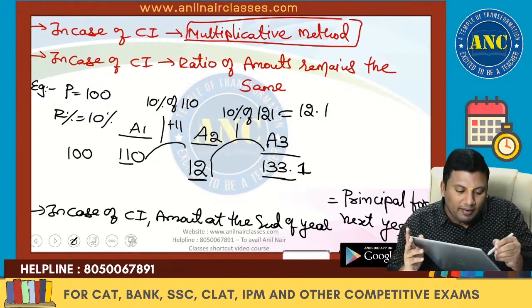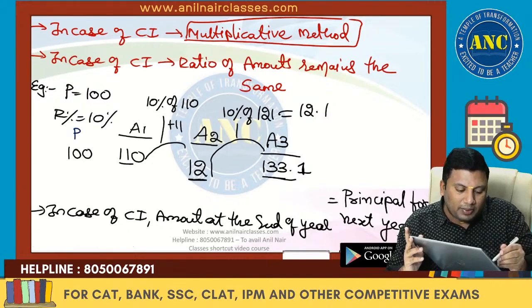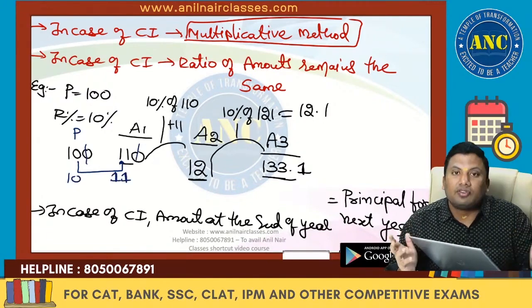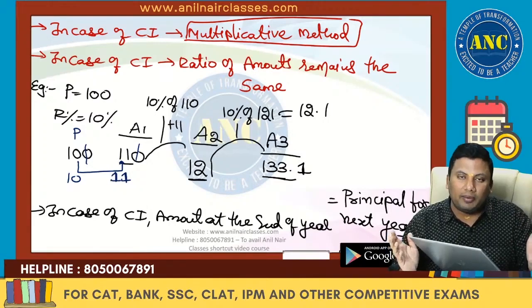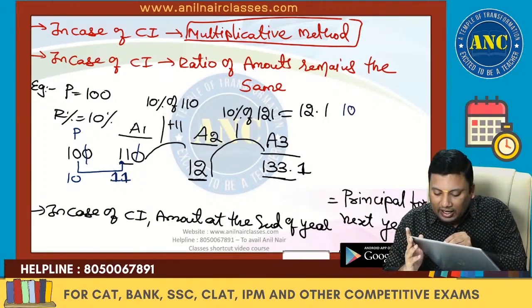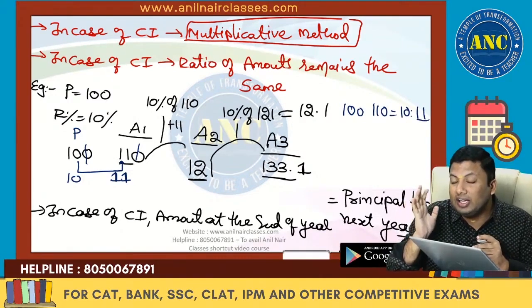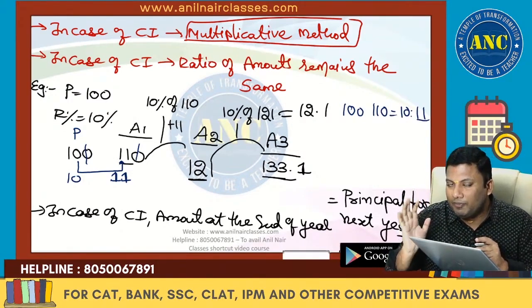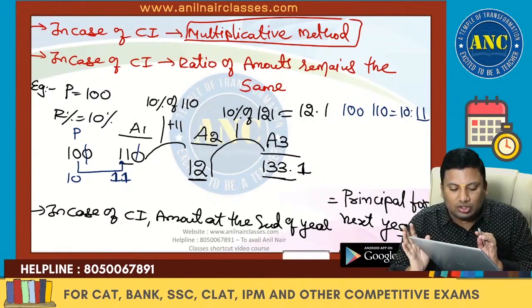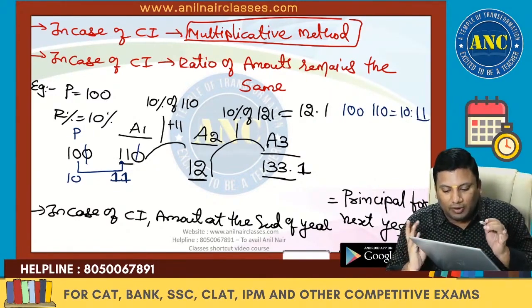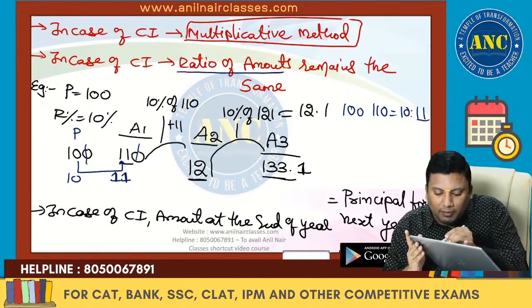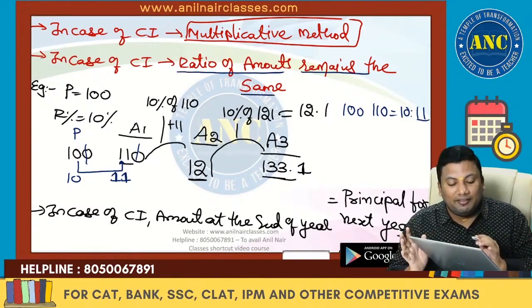But see here, this is the initial principal. 10 is to 110, the 0 cancels. This is nothing but 10 is to 11. Am I right? So if I take 100 and 110, they are in the ratio 10 is to 11. 100 is the initial value. After 1 year, I will give 110, which is 10 is to 11. Now, always remember, sir, the ratio of the amounts remains the same for every year.